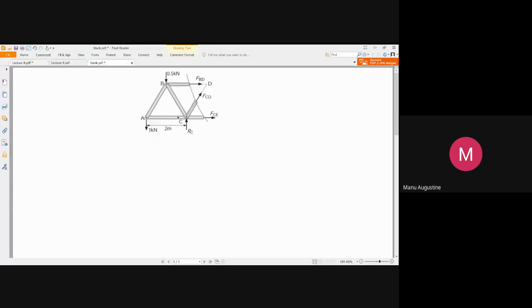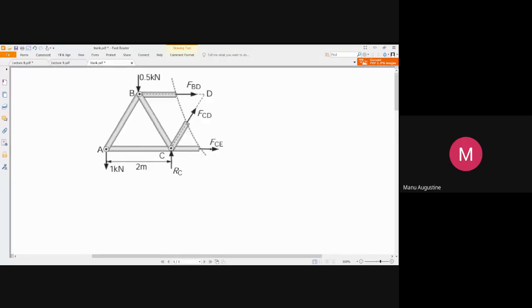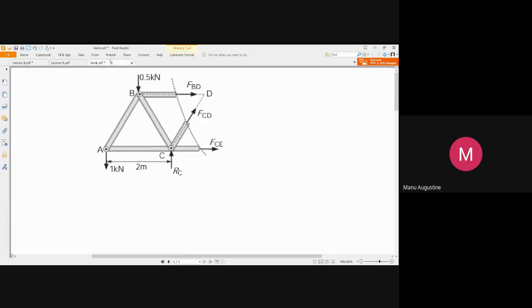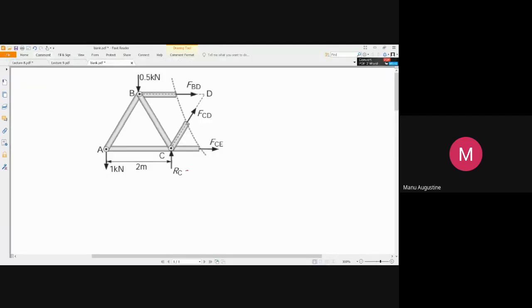I have taken it up on a fresh page. You can see it here. And now this is the free body diagram in which RC is also known. RC is 2.625, so I will write it here. RC is known. Now this problem becomes a simple problem of mechanics.